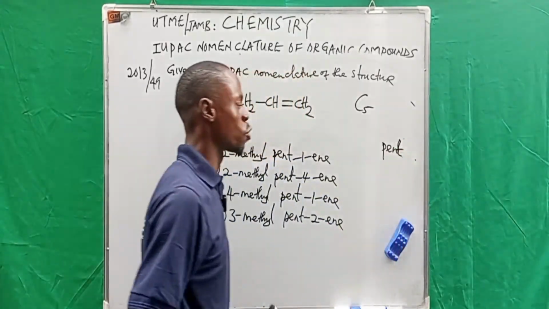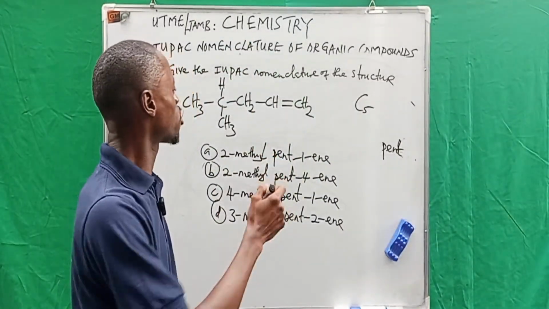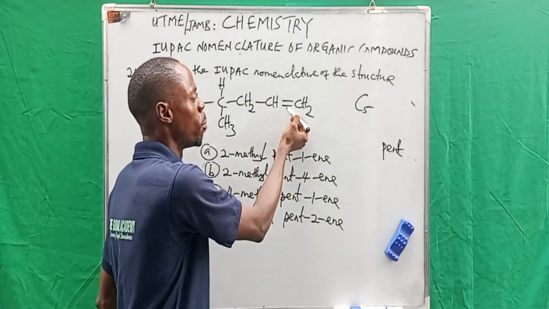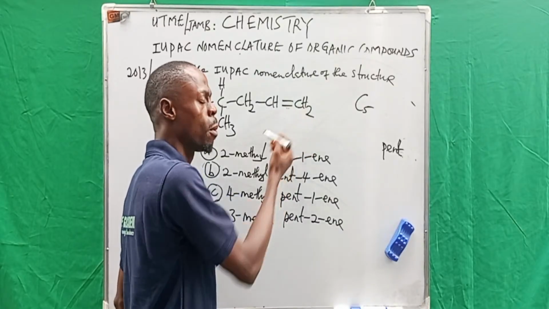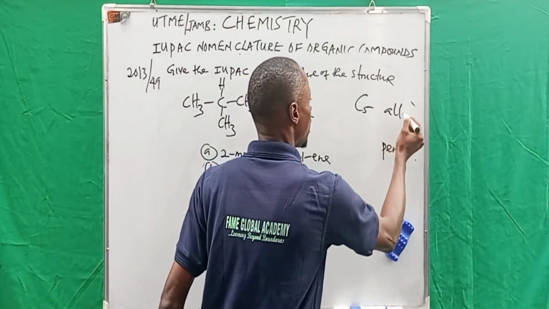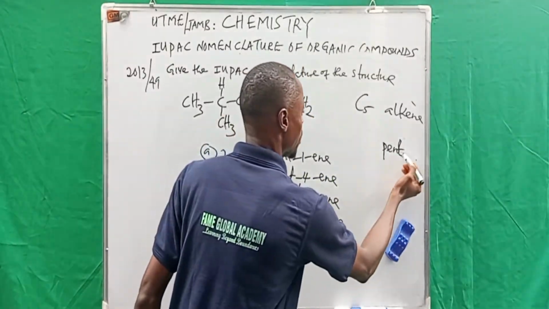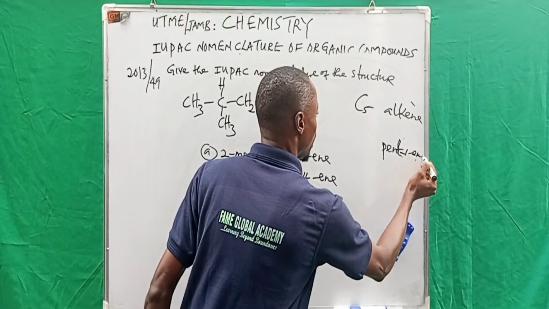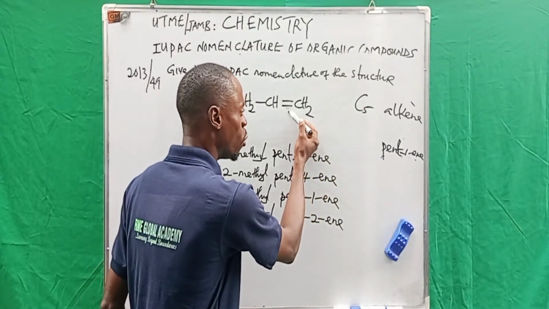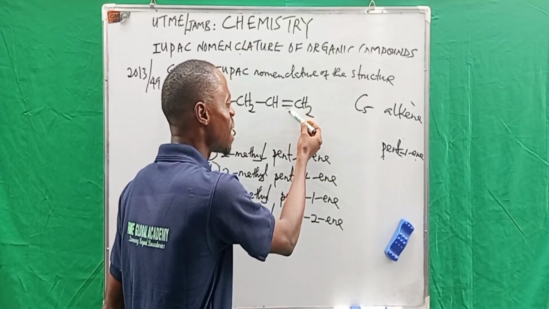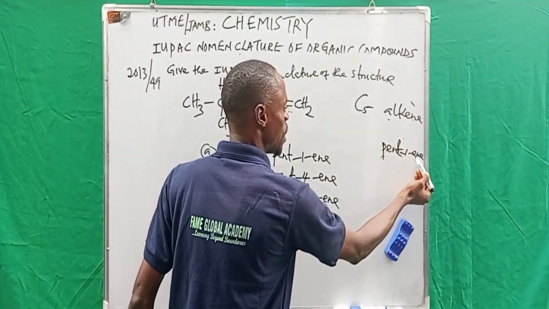Then the next thing is to identify the functional group in this structure. You will agree with me that the functional group here is the double bond, and the homologous family that has this double bond functional group is the alkene family. So the parent name must end with pent-1-ene. Pent simply means 5 carbon atoms. Then this double bond represents the functional group of the alkene family, so the ending must be ene.